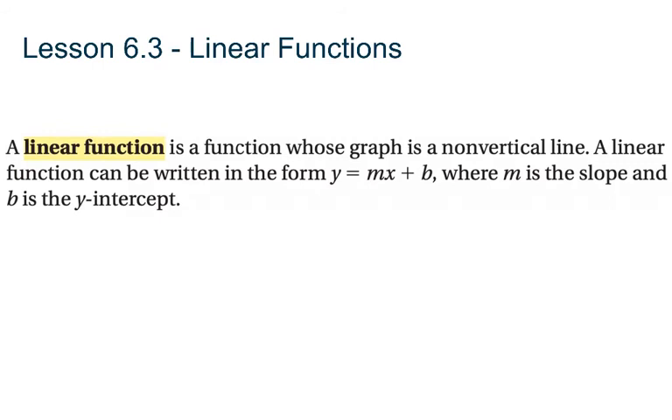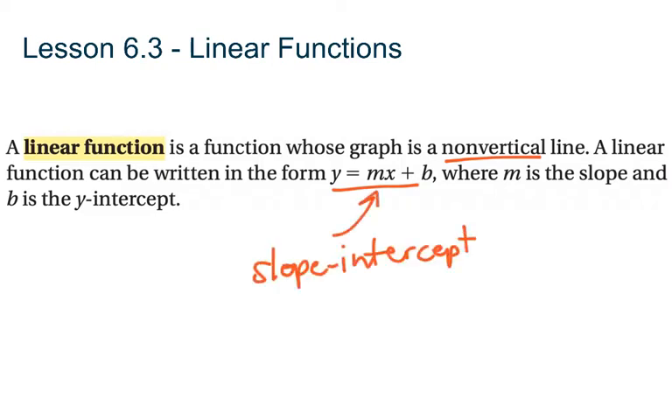All right, first things first. A linear function is just a function whose graph is a non-vertical line. A linear function can be written in the form y equals mx plus b, where m is the slope and b is the y-intercept. So a lot of that we already have experience with. For example, y equals mx plus b here is just our slope-intercept form.